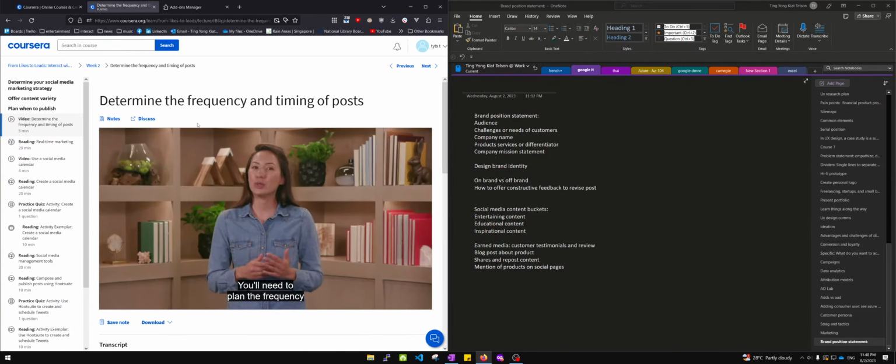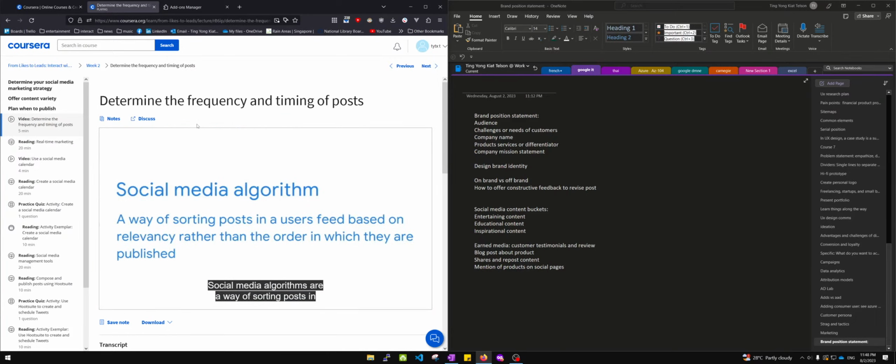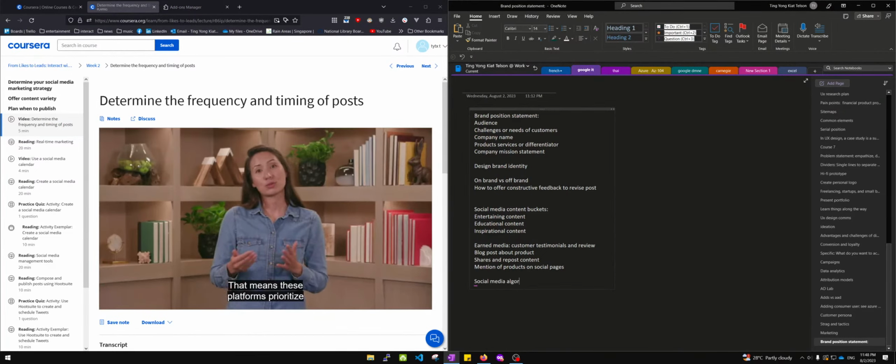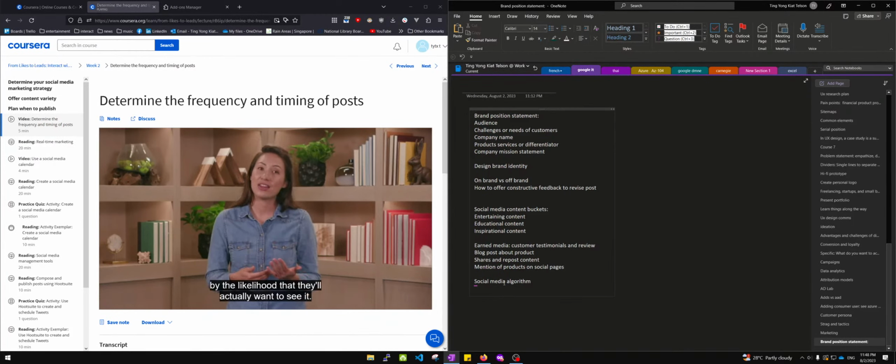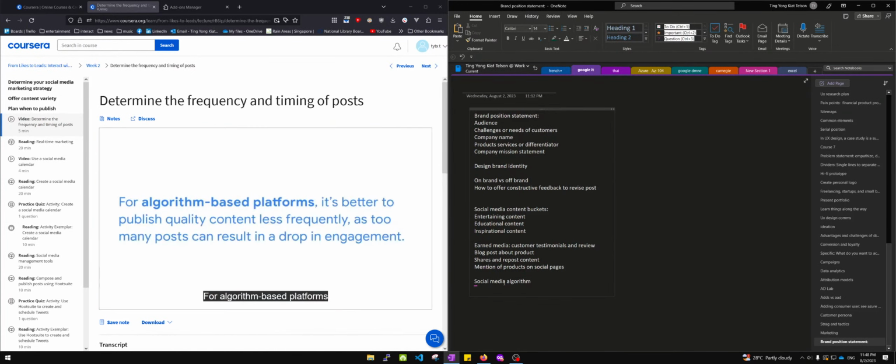You'll need to plan the frequency of your posts differently on platforms that are primarily algorithm-based. Social media algorithms are a way of sorting posts in a user's feed based on relevancy rather than the order in which they are published. That means these platforms prioritize which content a user sees in their feed first by the likelihood that they'll actually want to see it. For algorithm-based platforms like Facebook and Instagram, it's better to publish quality content less frequently, as too many posts can result in a drop in engagement.